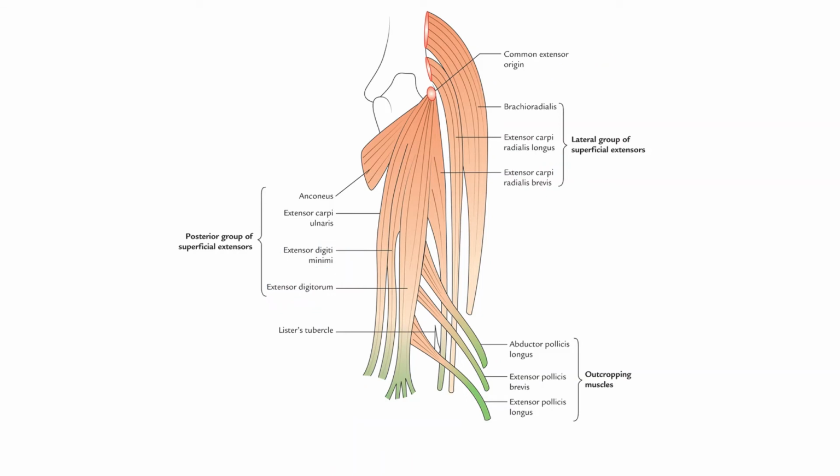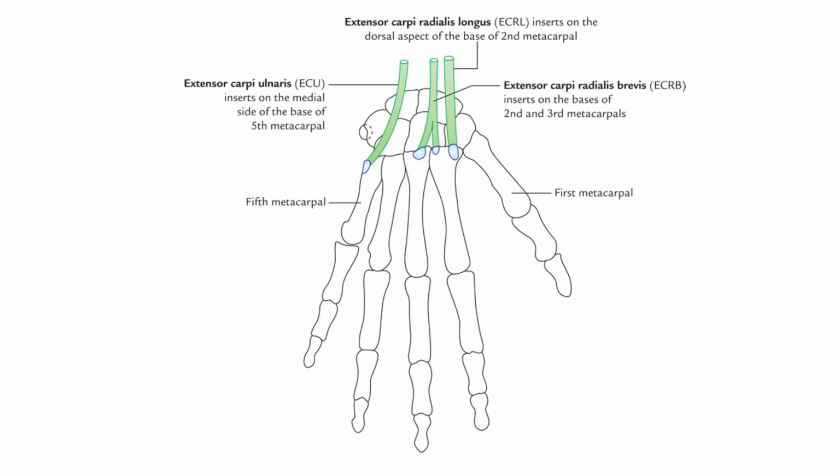The medialmost muscle in the superficial extensor group is the extensor carpi ulnaris muscle. This extensor carpi ulnaris takes its origin from the common extensor origin, that is from the lateral epicondyle of the humerus. From this, the muscle runs straight downwards along the medial border of the forearm to get inserted onto the medial side of the base of the fifth metacarpal bone along its dorsal surface. This is about the attachment of the medialmost muscle, that is the extensor carpi ulnaris.